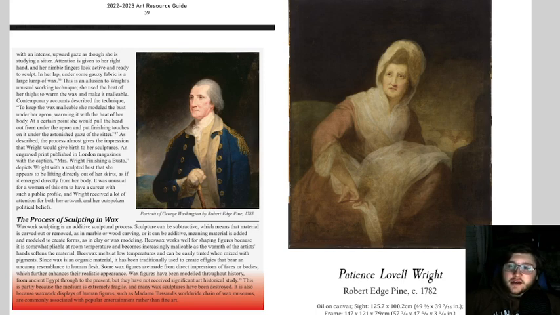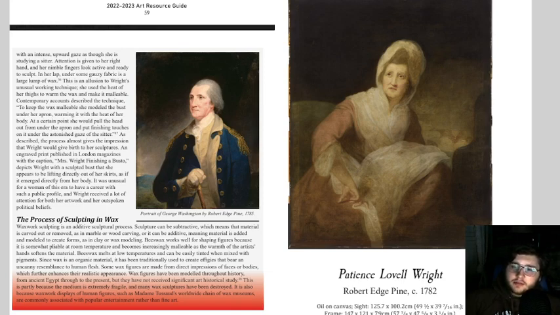She used the heat of her thighs to warm the wax and make it malleable. Contemporary accounts describe the technique. To keep the wax malleable, she molded the busts upon her apron, warming it with the heat of her body. At a certain point, she would pull the head out from under the apron and put finishing touches on it under the astonished gaze of the sitter. As described, the process almost gives the impression that Wright would give birth to her sculptures.